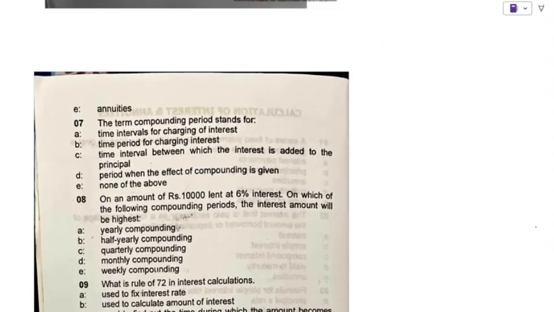Now, the next question. The term compounding period stands for the time interval between which the interest is added to the principal. So, let us take an example to understand it. Suppose principal is 10,000, R is 10%, time is 2 years, compounded annually.